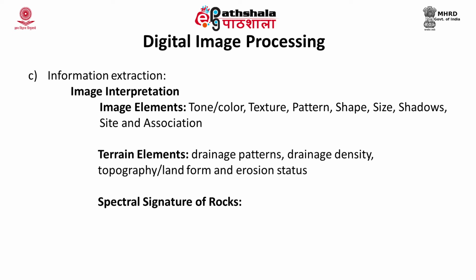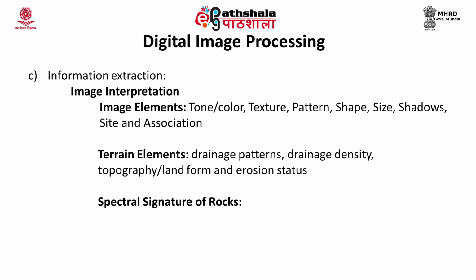In the image elements, for example, tone and color, what kind of color, the gray scale, from that also we will get information about that particular area. Texture, that is change in the tone, that also we can check here. Pattern, shape, that particular object shape or size, that also will give information about the geology of that area, and we can use this information while preparing the lithological map or the mineral resources map.